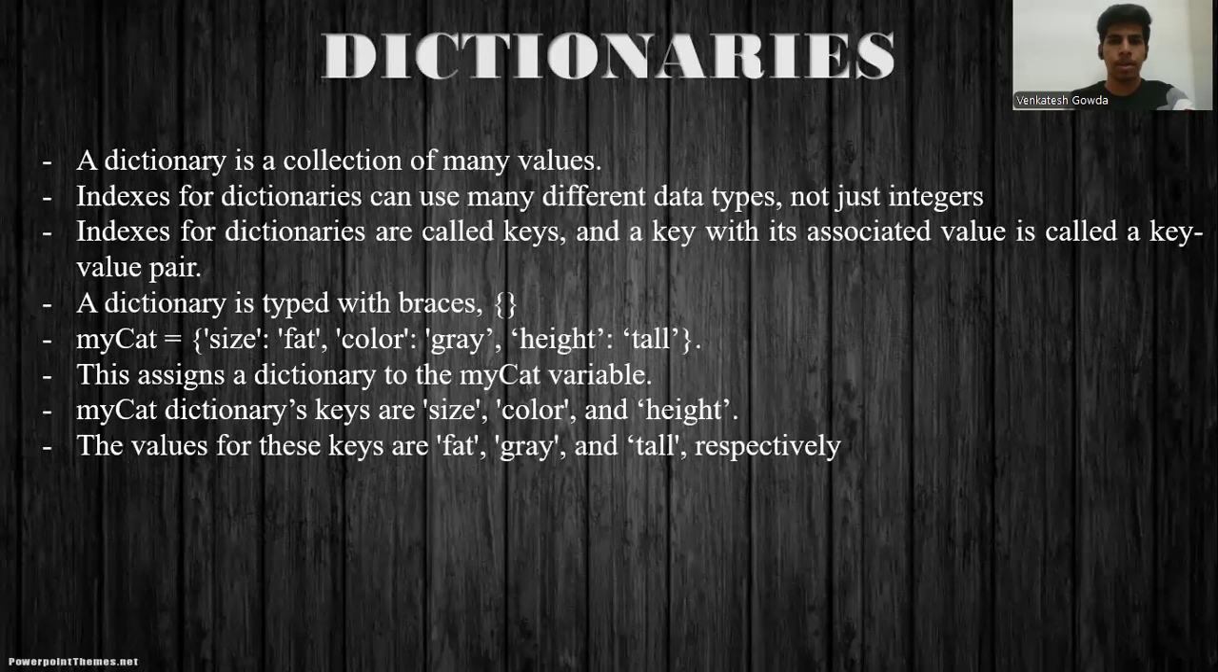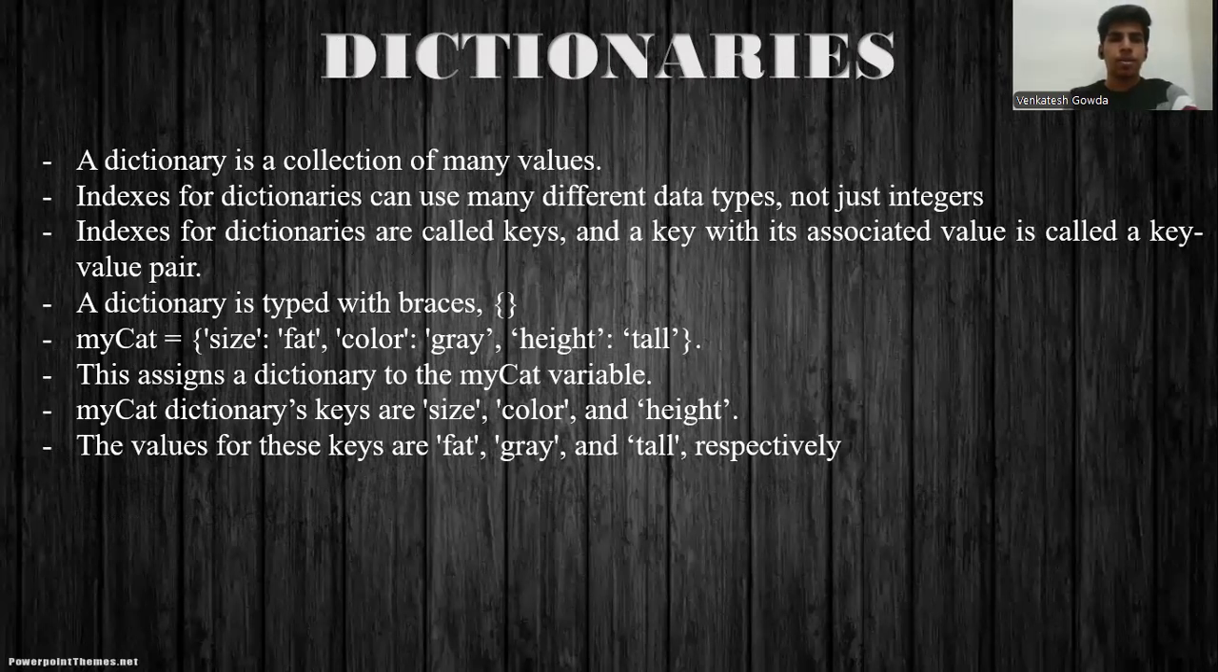Now we shall discuss dictionaries. So what is a dictionary? A dictionary is a collection of many values. Indexes for dictionaries can use many different data types, not just integers. Indexes for dictionaries are called keys, and a key with its associated value is called a key-value pair. A dictionary is typed with braces, curly brackets.